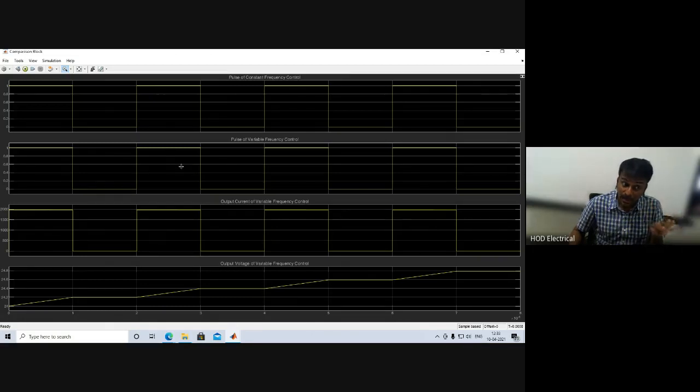Previously, on time is 25 percentage, off time is 75 percentage. In this case, on time is 75%. On time is 75 percentage and off time is 25 percentage. But I am reducing the switching frequency and increasing the switching time. So how can I do that now?